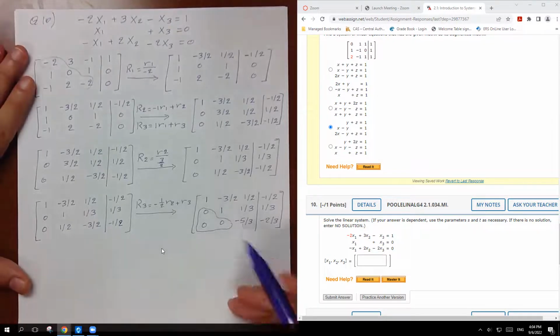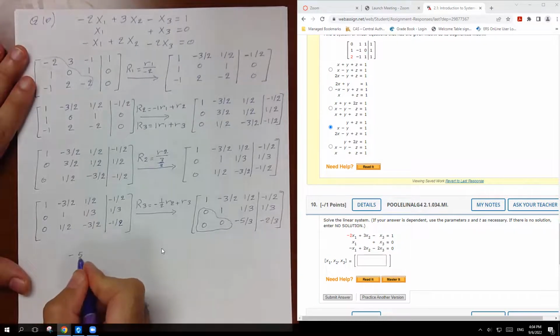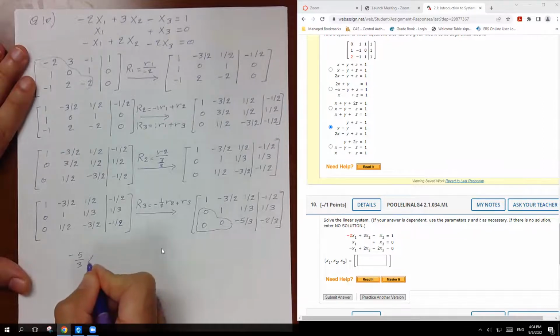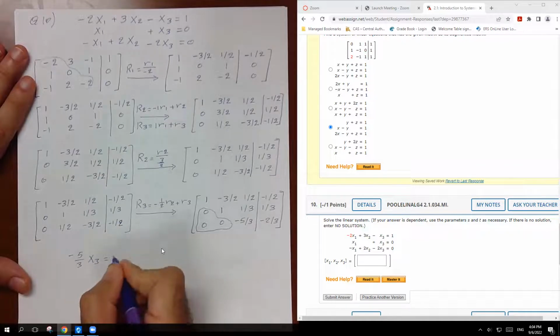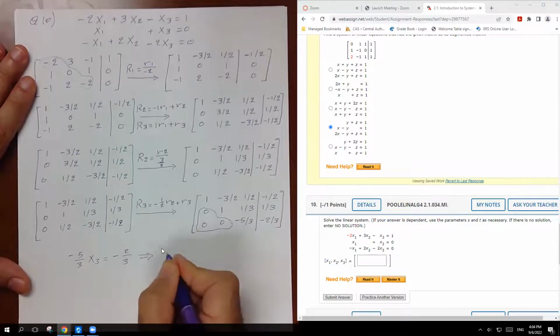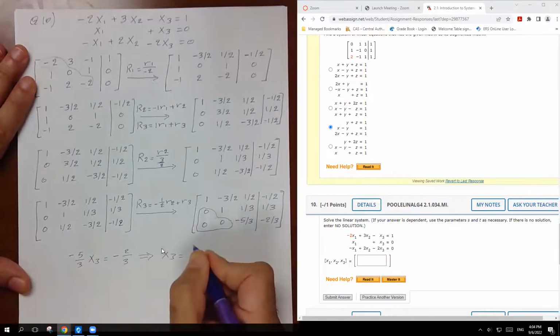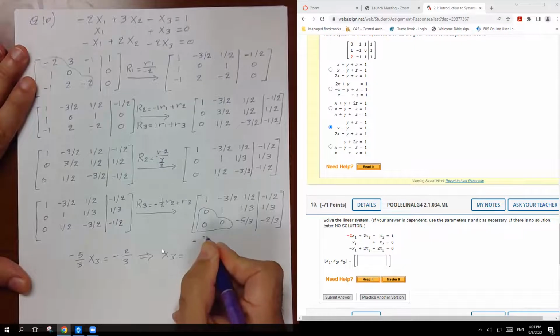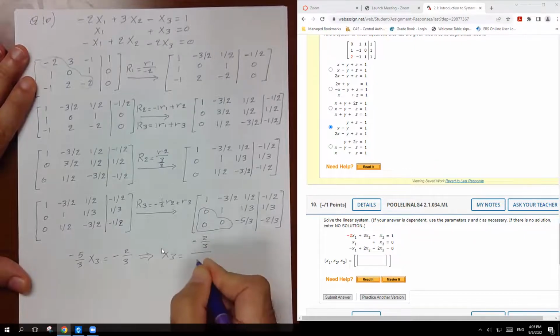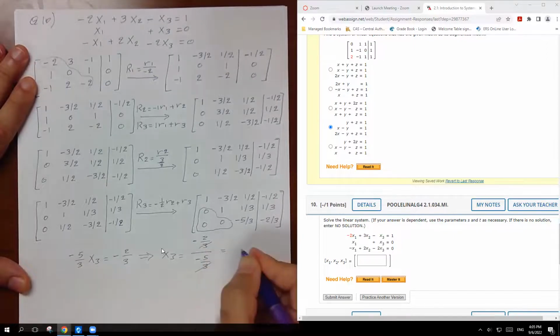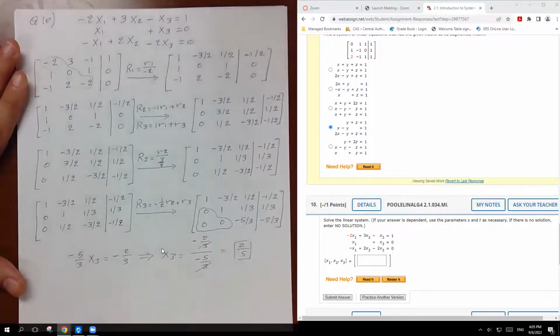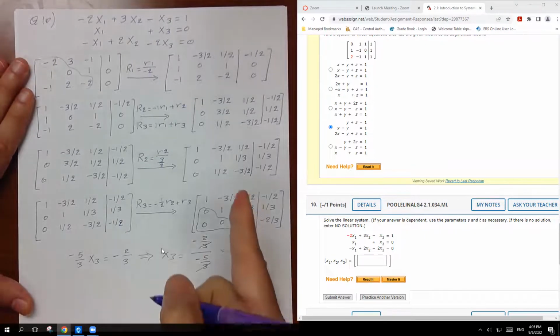So let's start. This is x3. That means negative 5/3 x3 is going to be equal negative 2/3. That means x3 is going to be equal negative 2/3 divided by negative 5/3. Cancel the 3, and the result is going to be 2/5. So this is x3.